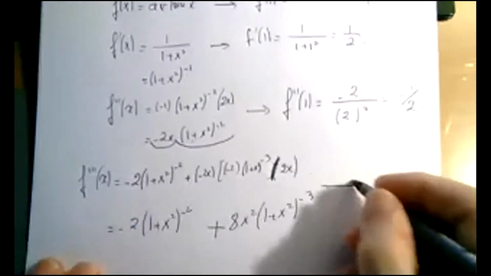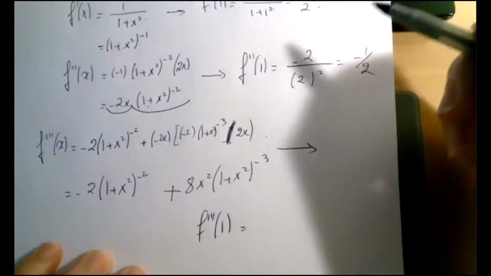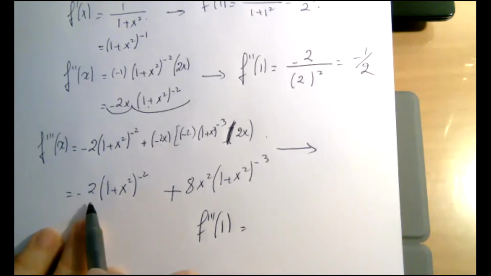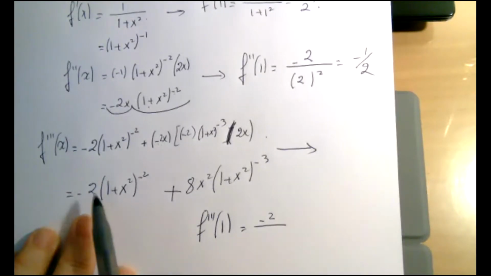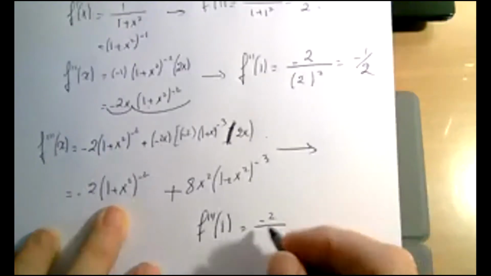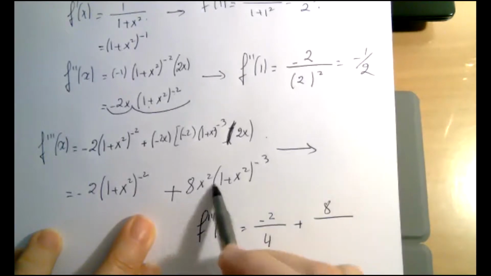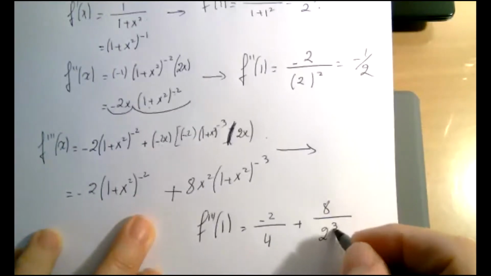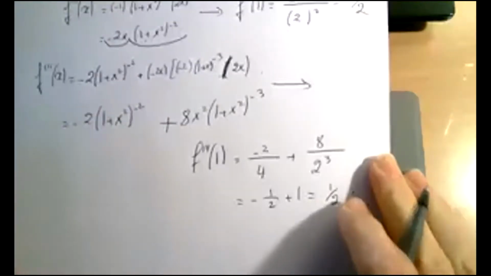So now I need the third derivative at 1. Remember, we have to evaluate at the base point. This will give me the following. The first term will be minus 2 over 1 plus 1 squared, plus 8 over 2 to the power 3, which is basically 8. So we will get minus a half plus 1, which leaves me with a half.